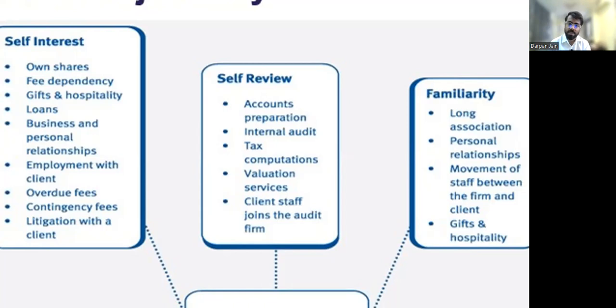What are valuation services? Let's say one particular client wants to revalue its plant and machinery, or its fixed assets. Can you be their valuation expert, the expert who gives the valuation reports, on the basis of which they will revalue their fixed assets in the books of accounts? No. Then you're helping them in determining the amount of the fixed assets.